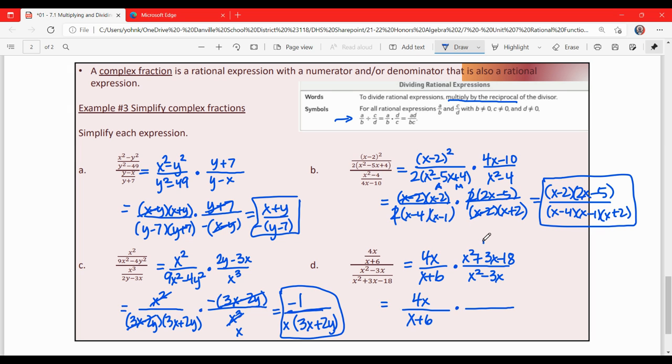Well, I can't do anything with the 4x, and I can't do anything with the x plus 6. On the top right, I can add to get 3 and multiply to get negative 18. So that's going to be positive 6 and negative 3. And then x squared minus 3x, I can factor out an x, and I'm left with x minus 3. So the x plus 6's can simplify, the x minus 3's can simplify, and the x's can simplify. All I'm left with is 4.